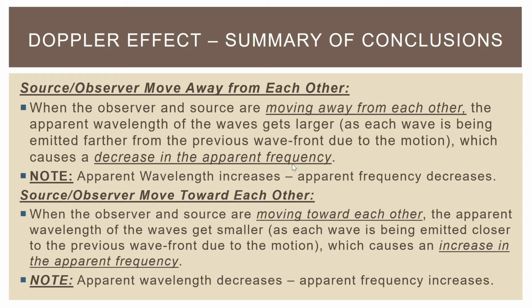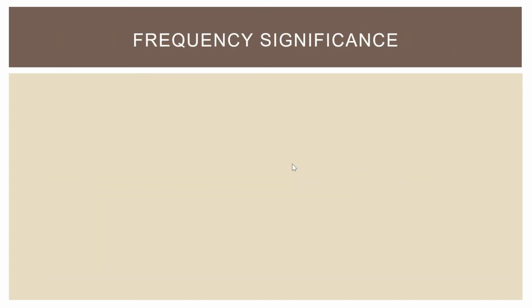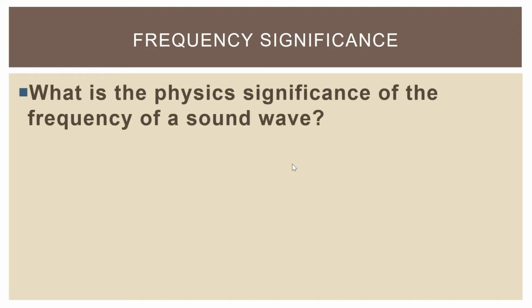All right, now we talked about this in a previous video, and I've already mentioned it quite a bit here today, but I just want to be totally crystal clear about what we mean when we say the apparent frequency increases or decreases, because of course we're talking about different kinds of waves when we're talking about the Doppler effect, specifically sound and light. And so the first question we want to ask here is, what is the significance in physics of the frequency of a sound wave?